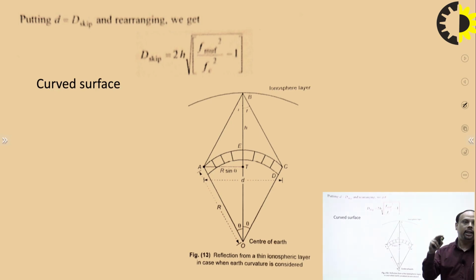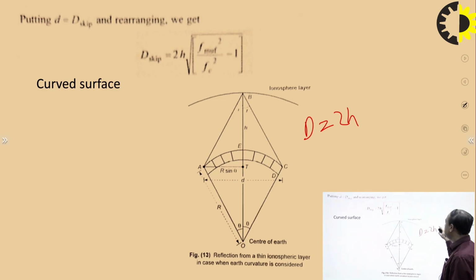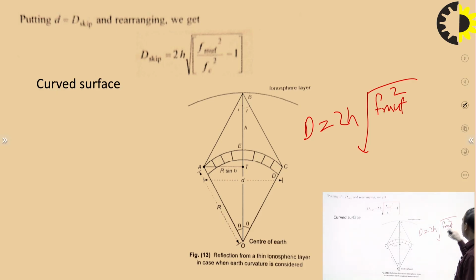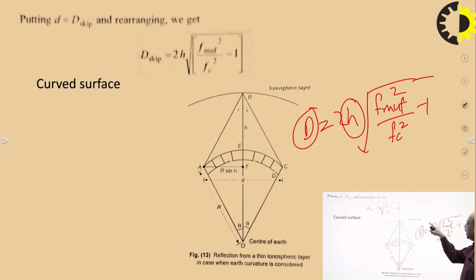H is the height of the ionosphere, and under root of f MUF, the maximum usable frequency, divided by the critical frequency of the layer, minus 1. So this is the formula of the skip distance: D is equal to twice of h under root of f MUF square upon fc square minus 1. This skip distance depends on the height of the layer used for the reflection, that is the height of the ionosphere, the maximum usable frequency, and the critical frequency of this layer.